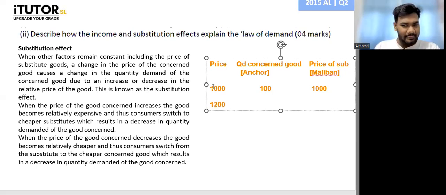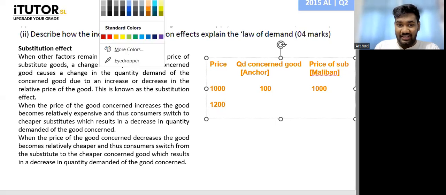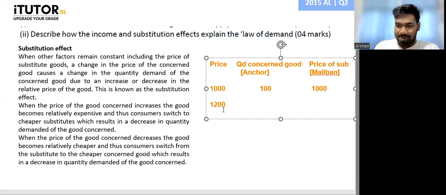What do you think will happen now in the market? What happens in the market now? Think practically and tell me. When the price of the concerned good went up, what do you think happens? Our product went to 1,200. What would people do now, guys?